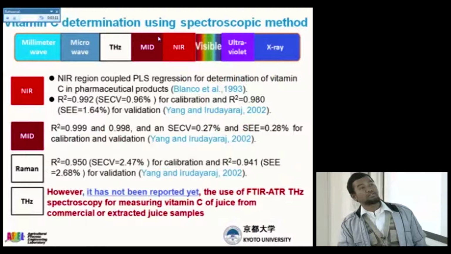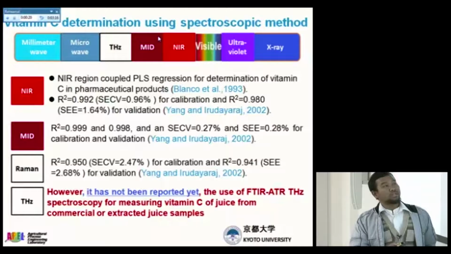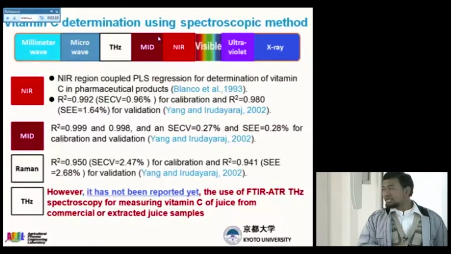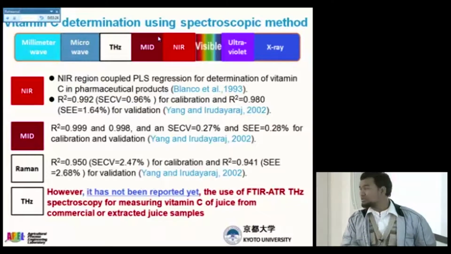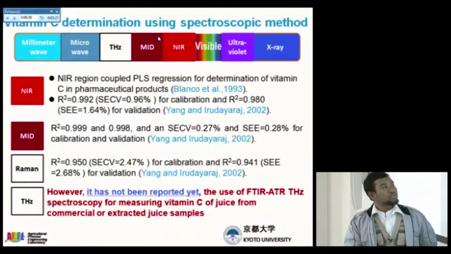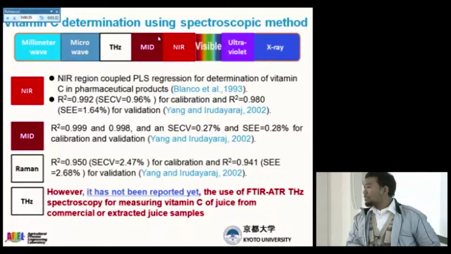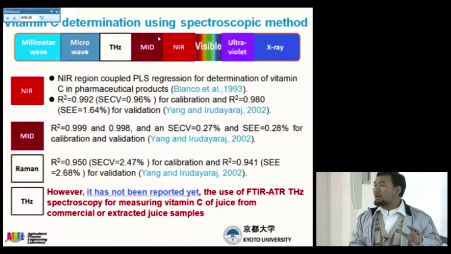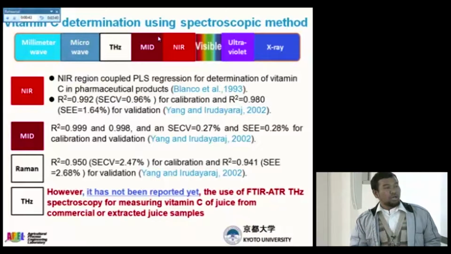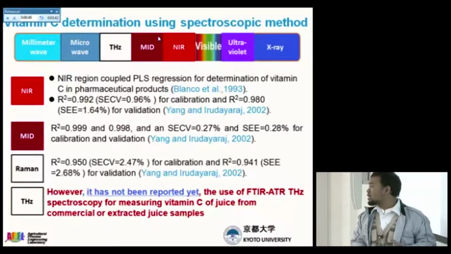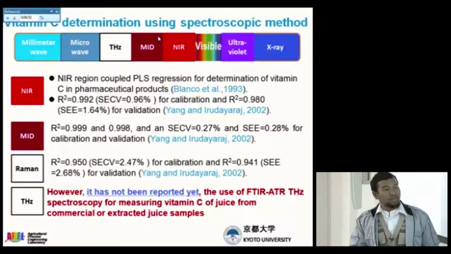For example, in 1993, Blanco et al. used NIR spectroscopy coupled with PLS regression for determination of vitamin C in pharmaceutical products. This was followed by Yang and Irudayaraj in 2002. They used NIR, mid-infrared spectroscopy, and Raman spectroscopy for vitamin C determination, both in powder and liquid samples. They also reported that using FTIR-ATR in the mid-infrared region, the result for vitamin C determination was very promising.